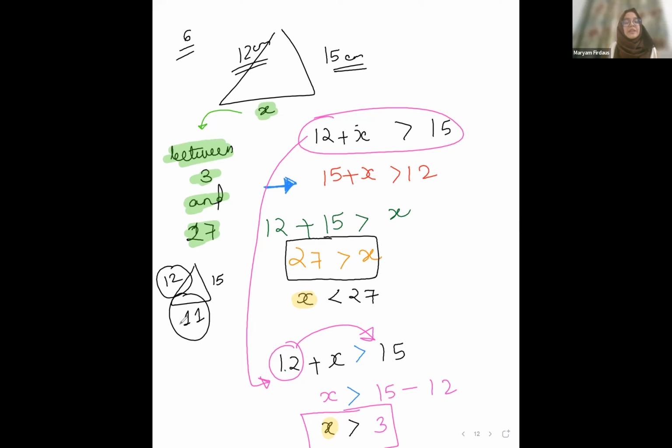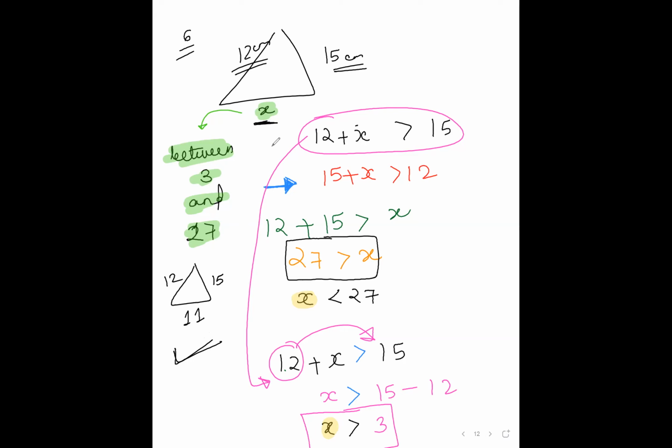12 plus 15, is it greater than 11? Yes. 15 plus 11, is it greater than 12? Yes. So any number between 3 and 27, when you choose, it will give you a proper triangle. Any number for x. Got it?